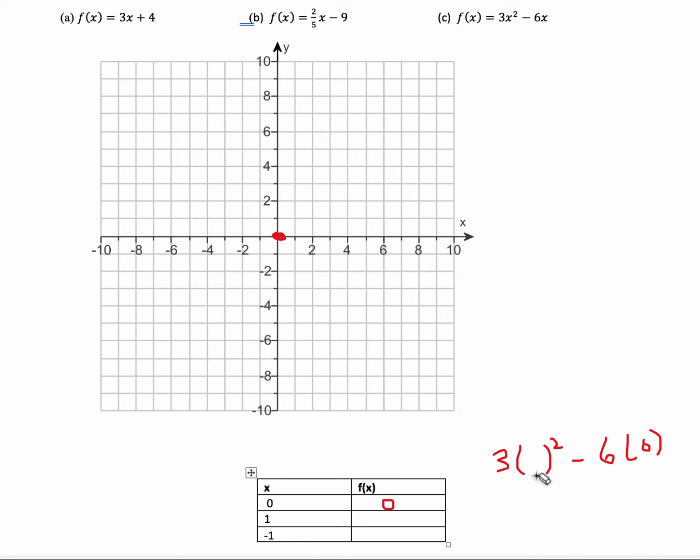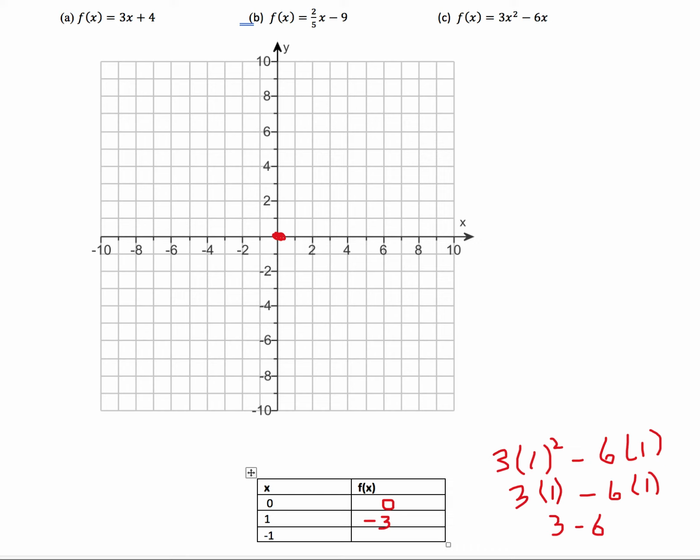All right, so let's move on and do an x value of 1. I'm going to put my 1 in right here and also right here. Remember that you're doing exponents first. So 1 squared is still going to be 1. So this is going to be 3 times 1, and we'll leave the rest of it as it is, 6 times 1. We do our multiplication. 3 times 1 is 3. 6 times 1 is 6. And we do our subtraction, and that's going to give me a negative 3.